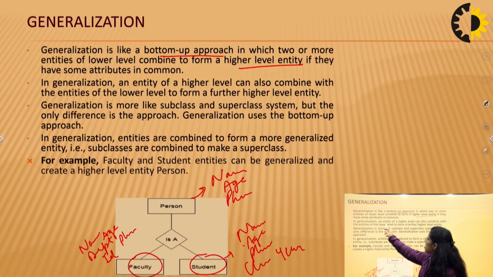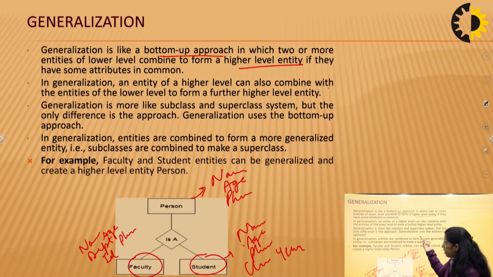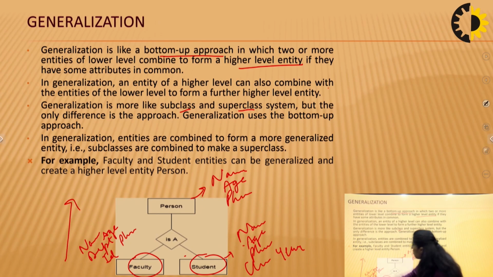In generalization, an entity of higher level can also be combined with entities of lower level to form a further higher level entity. Generalization is more like subclass and superclass. These are the subclasses and this is a superclass. But the only difference is the approach. Here it works as a bottom-up approach. In generalization, entities are combined to form a more generalized entity. Subclasses are combined to form a superclass.